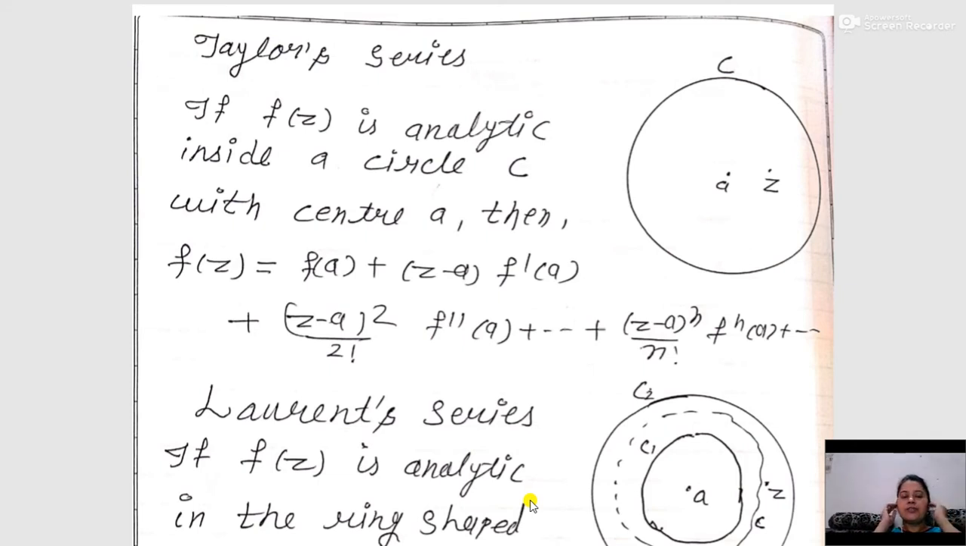So, in this video lecture, you are going to understand Taylor series and Laurent series. So, starting with Taylor series defined in a circle with center A.